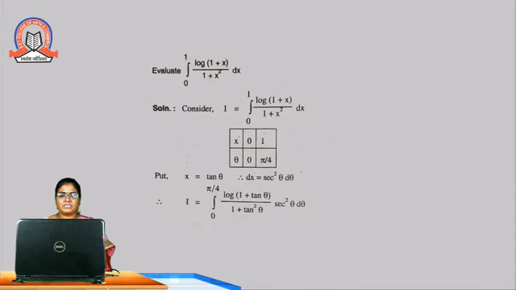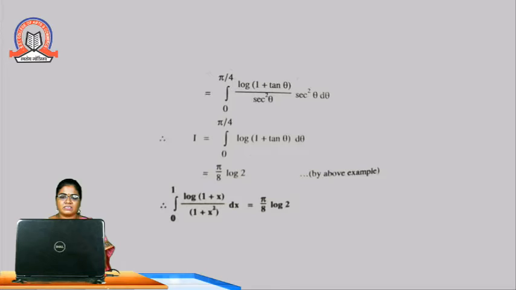Next problem, integral 0 to 1 log 1 plus x upon 1 plus x square dx. Here we are again substituting x equal to tan theta, and the limit x equal to 0 goes to theta 0, x equal to 1 goes to theta equal to pi by 4, dx equal to sec square theta d theta. Substituting the value and solving, we will get the final result as pi by 8 log 2.